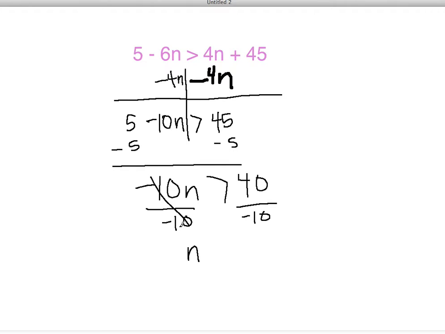Now again, same rules apply. If we divide by a negative, we need to switch the sign here. So this was a greater than, now it's going to become a less than, and then 40 divided by negative 10 is negative 4. Okay, and then the same thing if we want to graph this.